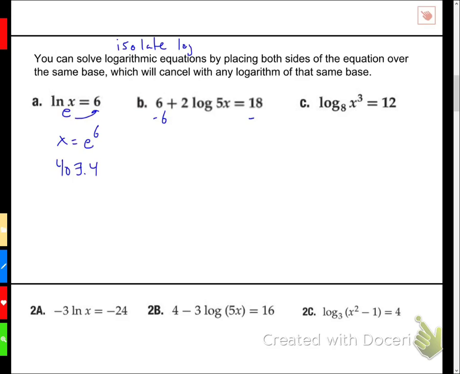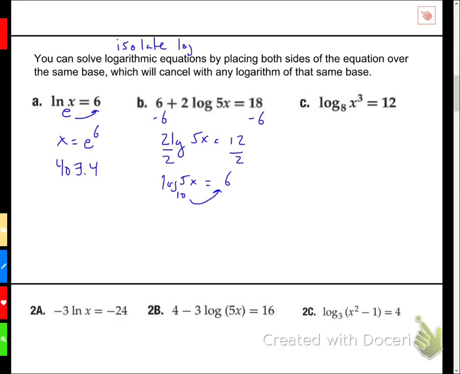So this one, I'm going to need to subtract 6 first. 2 log 5x is equal to 12. And then I want to divide by 2. So log 5x is equal to 6. Common log has a base 10. So if you don't see a base, and it's not ln, if it just says log, in fact, the L and the O look kind of like a 10, that's log base 10, then it's base 10.